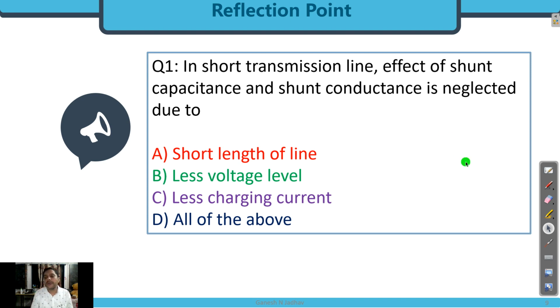Hope you have solved this question. So why is the shunt capacitance and shunt conductance neglected? It has short length, less voltage level, and less charging current. All answers are correct, hence option D is the correct answer. Hope you got the correct answer. Let's clap for you. Yeah, you got the correct answer. Let's move further.